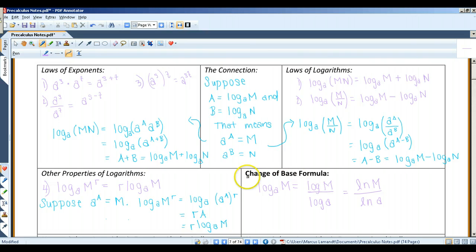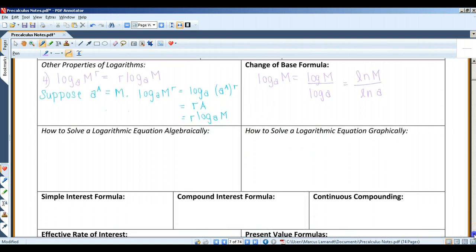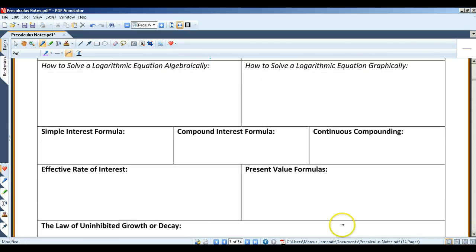The change of base formula, another one you guys should know. If you want to change the base of a particular log, you just have log of whatever this number is over log of whatever your base is. And this is where the video cut out, so I'll write down the next bit.